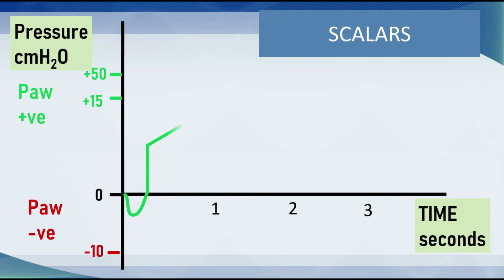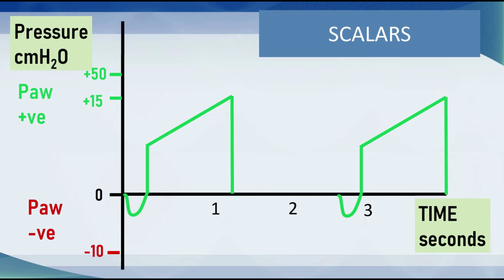Sometimes you'll see a little divot before the breath, just like this, where the airway pressure is a little bit negative just before the breath starts. This is the patient triggering the vent, generating negative pressure in the airway, and the ventilator triggers. And this is a volume control, volume cycle breath.